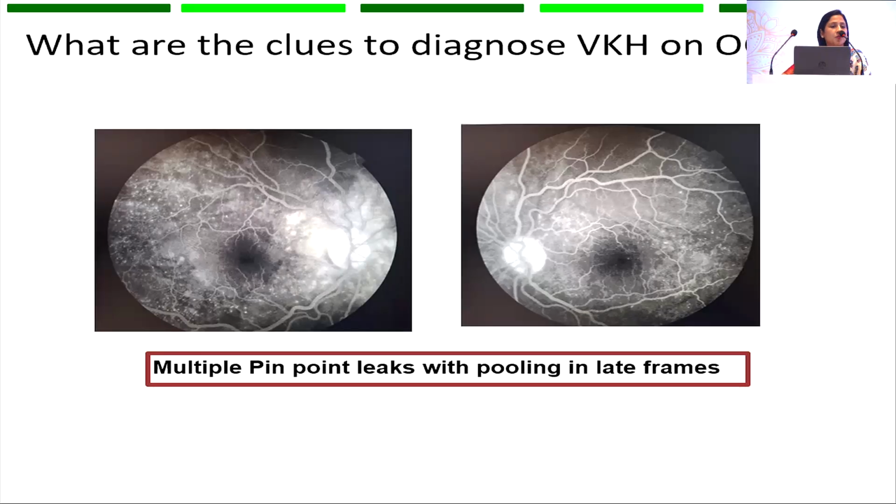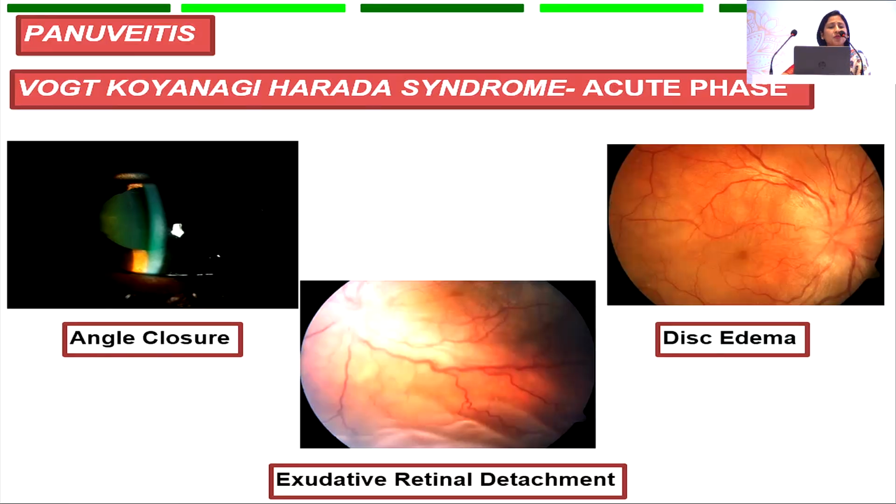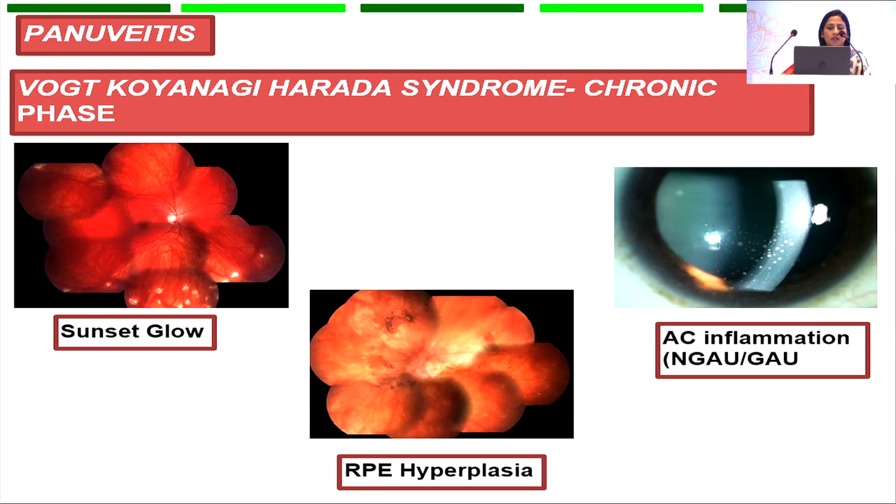When you do an FA, you see the starry sky appearance with late pooling. These multiple pinpoint leaks are the starry sky appearance, and this leakage is the pooling of the dye in the late frames. In acute phases, there can be different presentations like angle closure, exudative retinal detachment, or only disc edema. So with disc edema, if you've ruled out all other causes, VKH is also one of the causes.